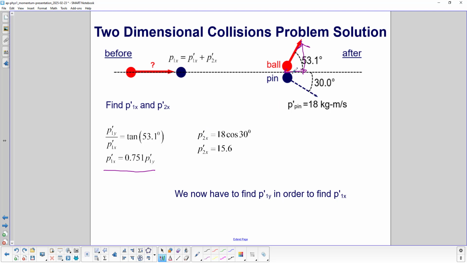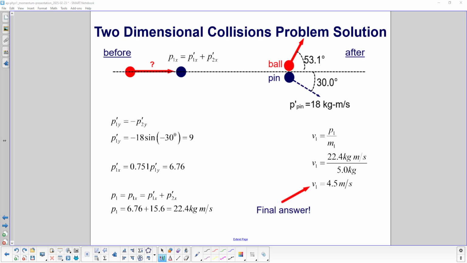P'2x, we have this angle here which is 30 degrees. The hypotenuse here is 18, so 18 cosine 30 equals P'2x, or 15.6. We now have to find P'1y in order to find P'1x. We have, from previous slides, P'1y is equal to minus P'2y. So we substitute in the hypotenuse, 18, and the angle, 30, and we take minus 18 sine of negative 30, which is equal to 9.